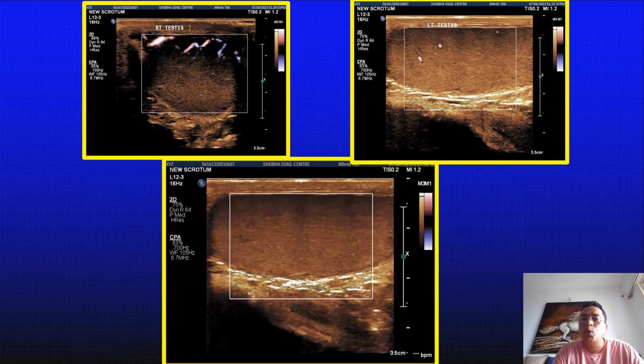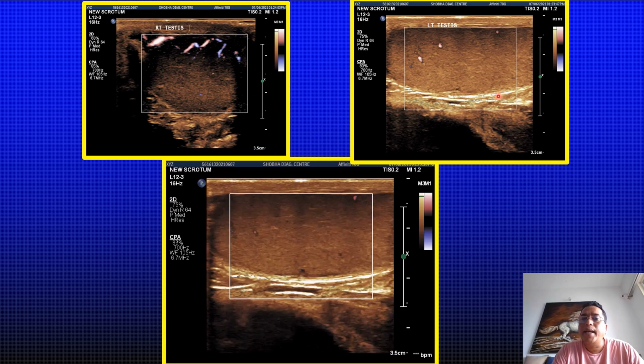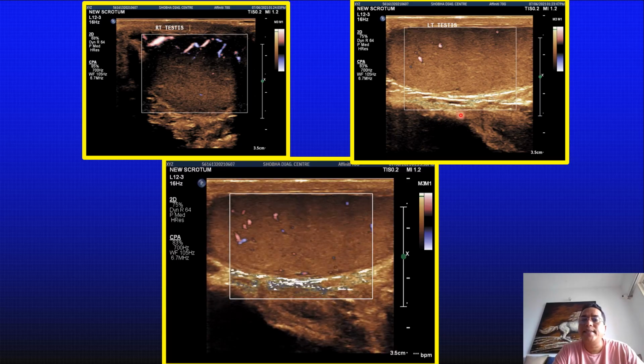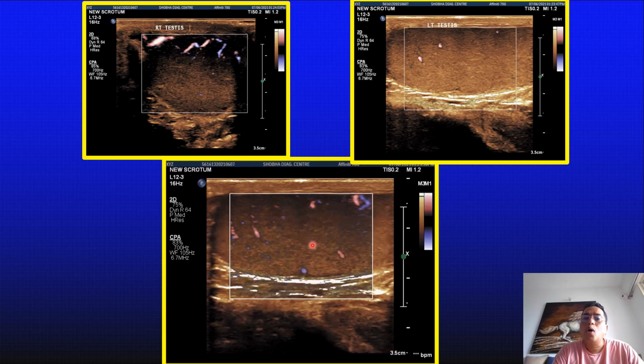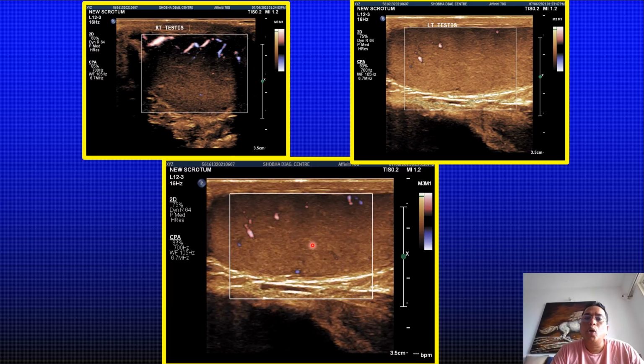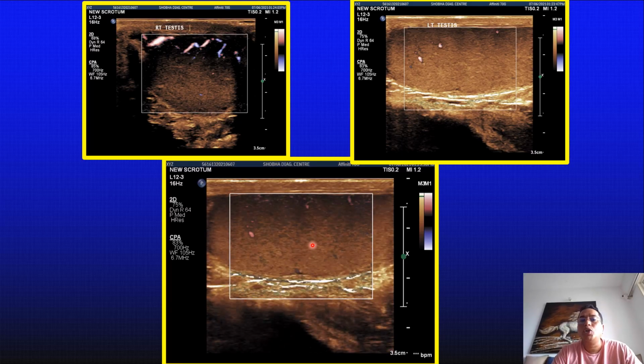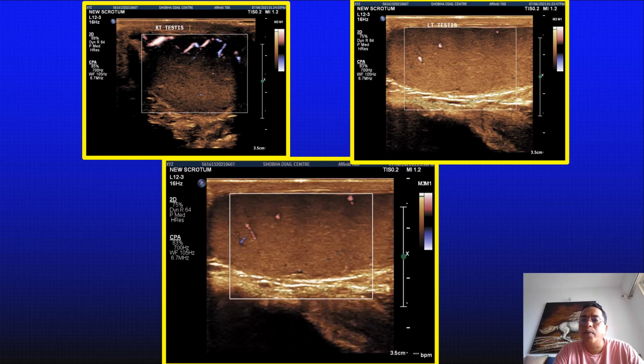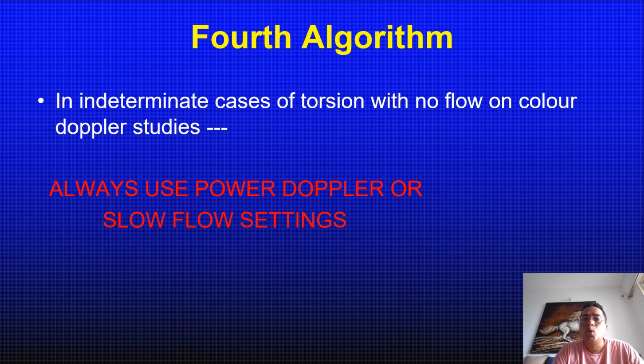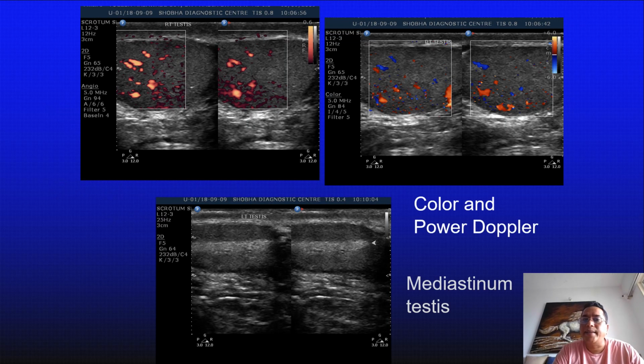I was telling you the importance of color Doppler: in a critically ischemic testis, without switching on color or taking a spectrum, your evaluation of testicular ischemia is very much incomplete. So always, before you conclude that this testis is torsed or ischemic and has no flow, use power Doppler settings in your practice. This is the way we evaluate color and power Doppler in the testes.